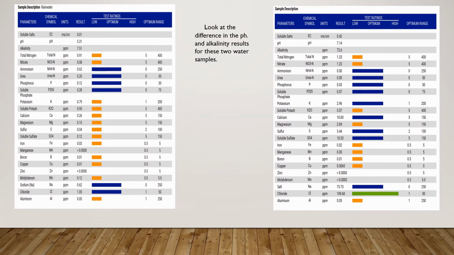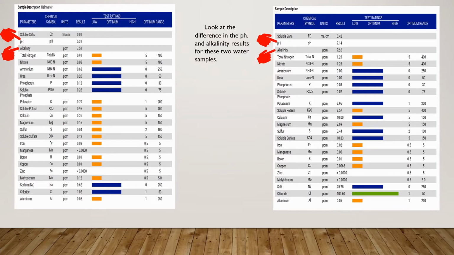First, let's look at these two different water samples. The water sample on the left is rainwater. The water sample on the right is a well water. Let's look at the two issues that we were just talking about, pH and alkalinity. We can see that they differ dramatically.